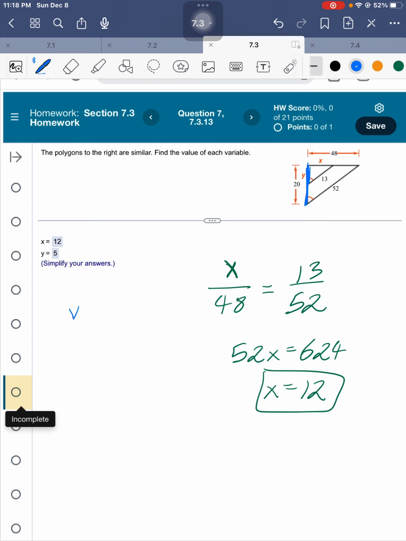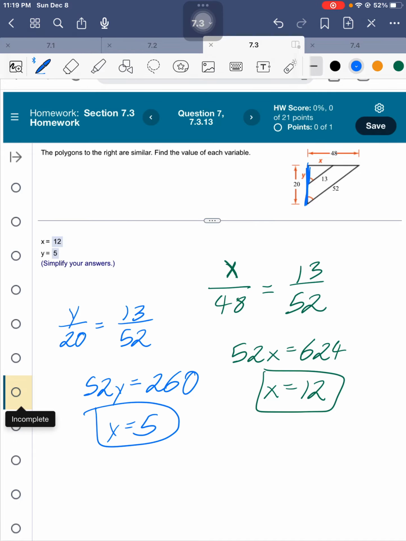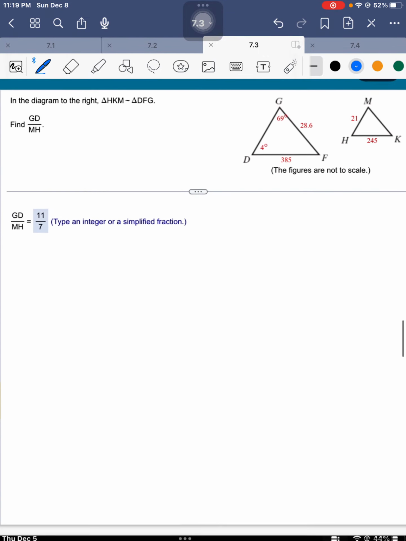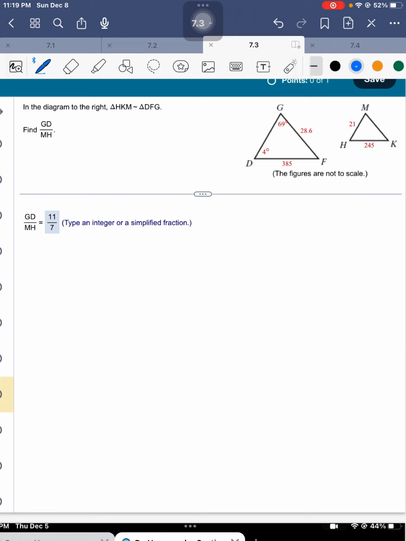So now let's do my y. My y to the 20 is equal to 13 to the 52. So 52y equals 260. And 260 divided by 52, which is what? My y equals 5. And that's correct.